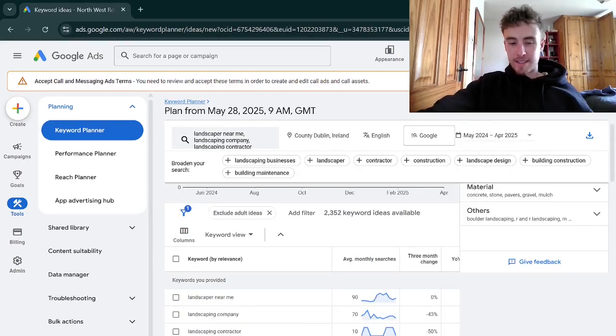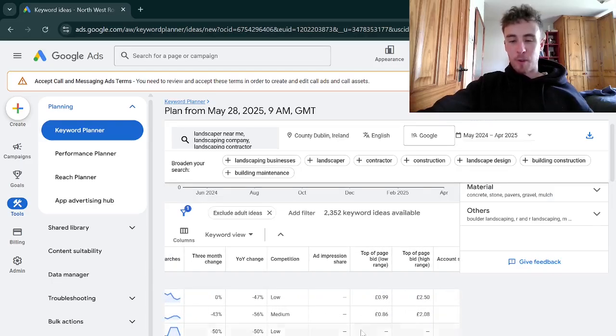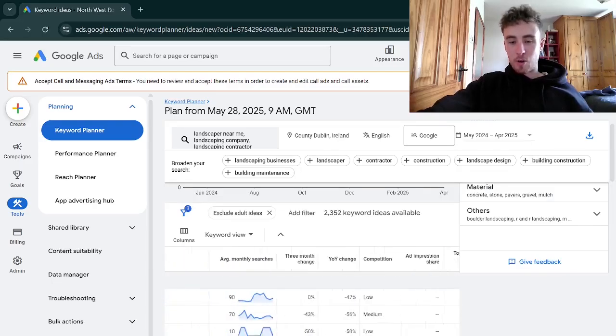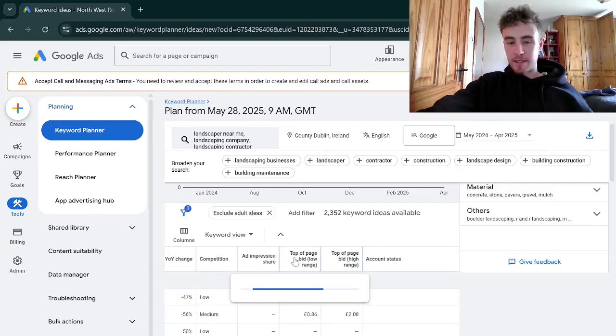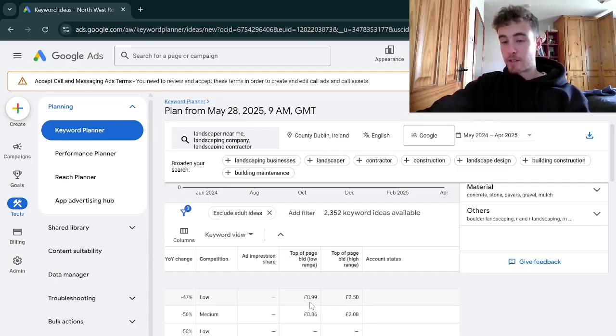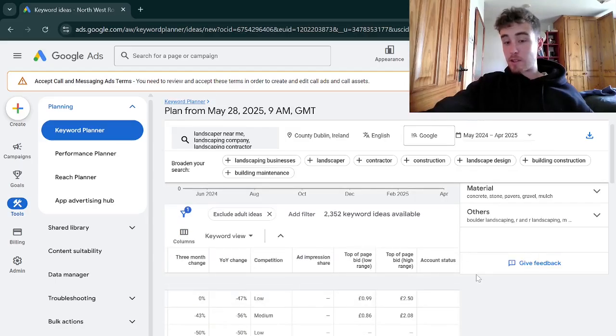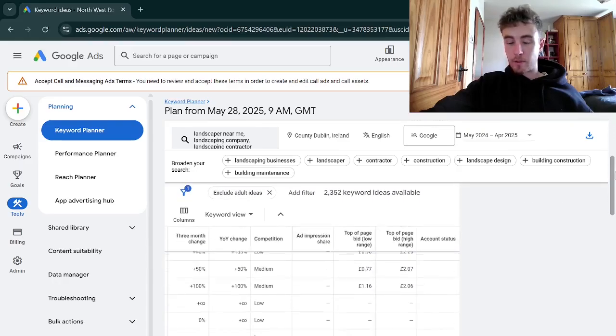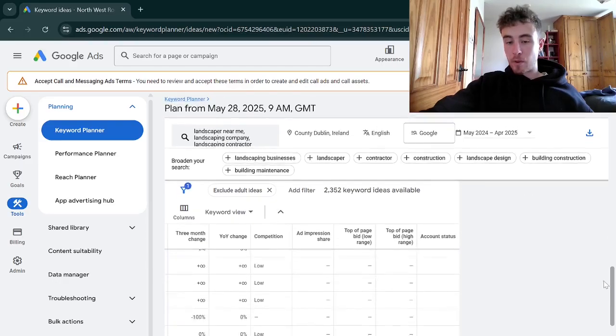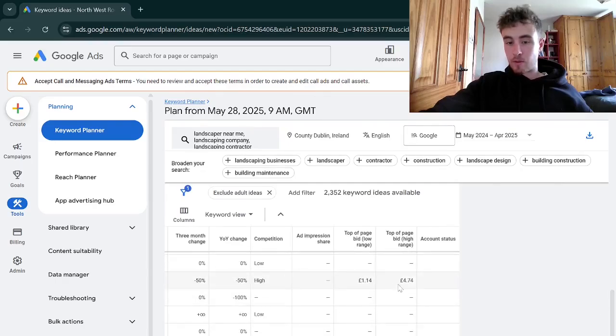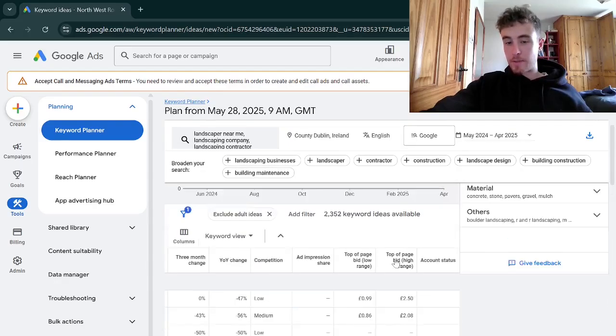Now, this obviously isn't a keyword research video itself, but what we really want to pay attention to is over on the right-hand side here, where we're able to see the top of bid low range and top of bid high range, which is the lowest amount and highest amount that anyone is bidding for an individual click for that keyword. So we can see for these landscaping keywords in the Dublin area, for example, that the top of bid high range doesn't appear to be anywhere above the £2.50 mark, or for example, £4.74 here. So there might be some exceptions, but in general, most of them are below the £2.50 mark.